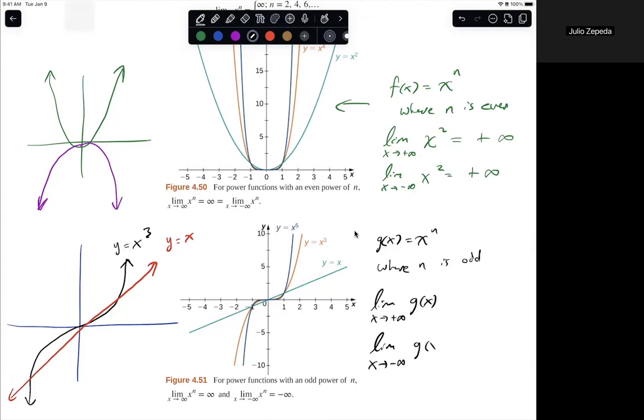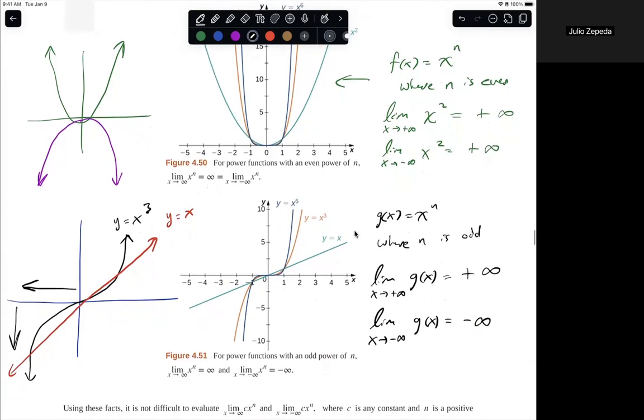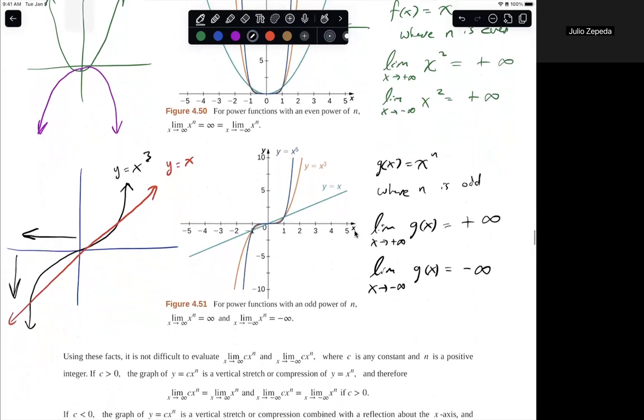We do need to pay close attention as to whether we're approaching positive infinity or negative infinity. If we're approaching positive infinity, then the function g of x tends to positive infinity. And if we're going to the left to negative infinity, then we can see that both of these functions where n is odd are going to negative infinity. So that's the difference in the power function between odd and even exponents.